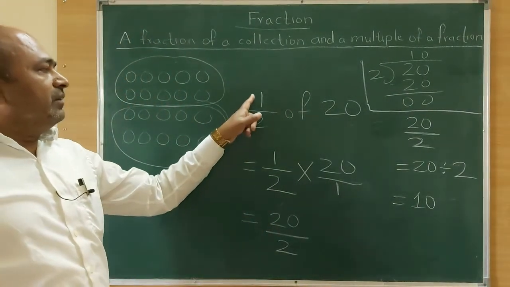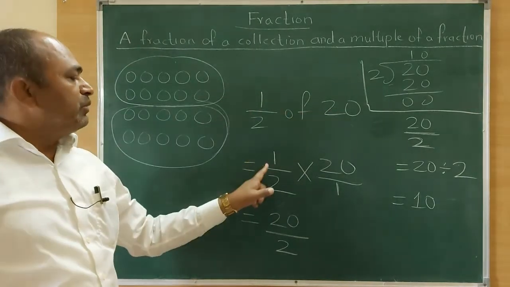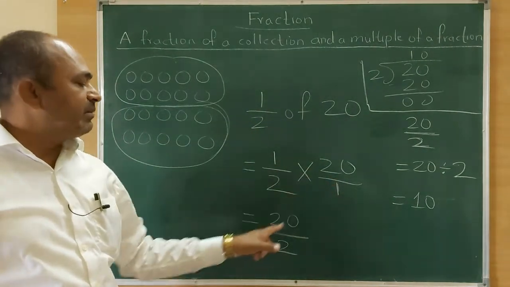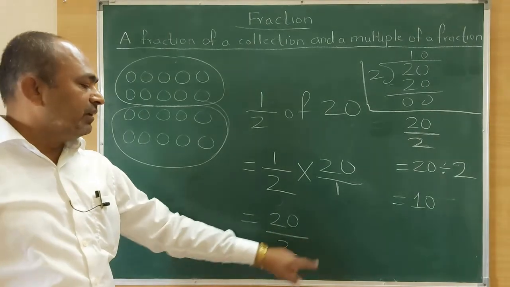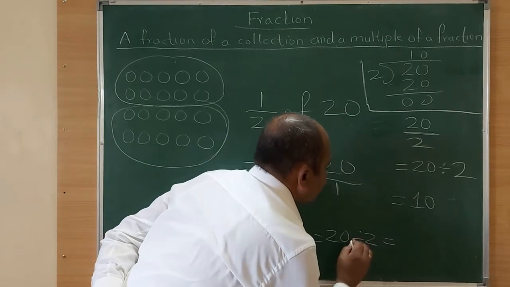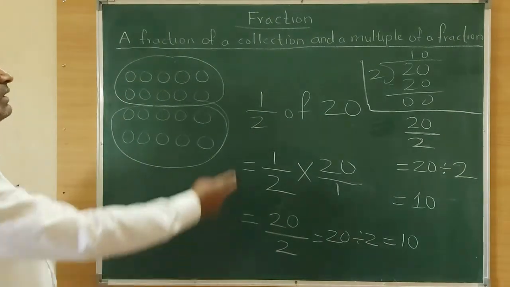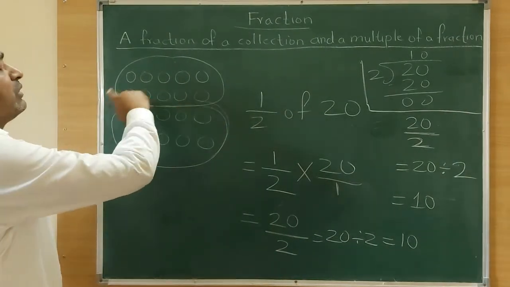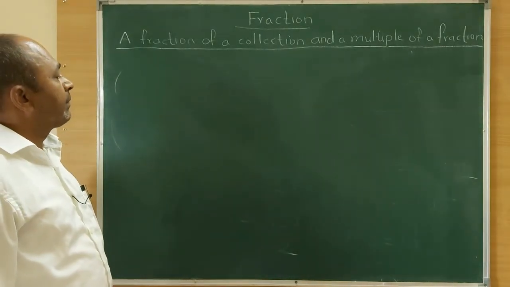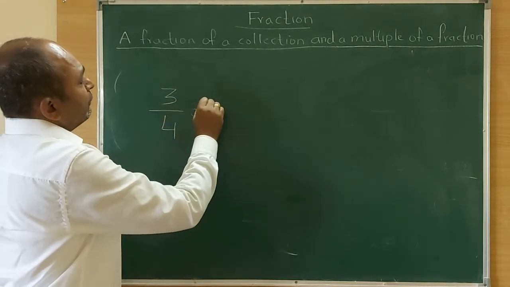So if there is a fraction of some number, you have to multiply. Suppose 1 upon 2 of 20 means 1 upon 2 multiplied by 20, which is 20 upon 2, which can also be written as 20 divided by 2, that is 10. So in this way you can find a fraction of a collection. Okay, one more example I will take. Sometimes it may be asked, find 3 upon 4 of 20.